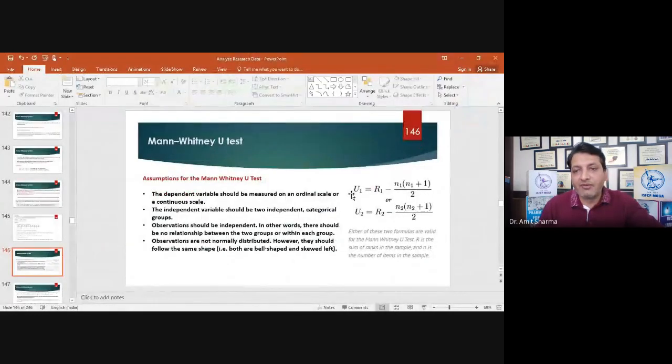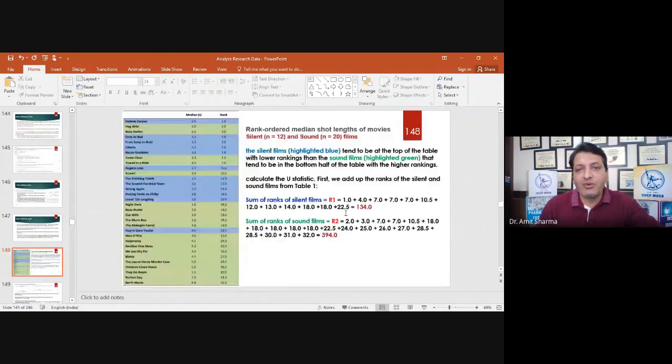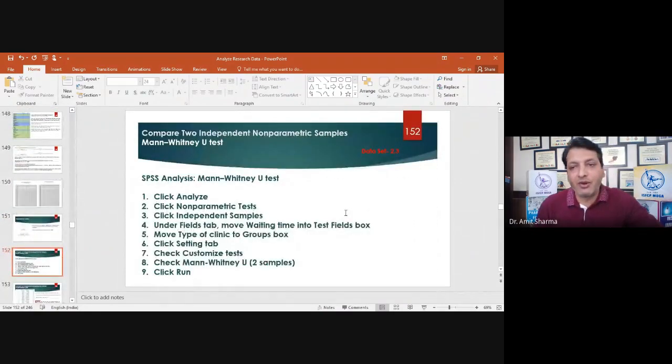Two different things I am going to leave for today: the Mann-Whitney U test with the help of the Mann-Whitney U formula, as well as how to calculate the Mann-Whitney U test with the help of SPSS software. Both we will take tomorrow, as I have to attend a meeting at 12 o'clock. So guys, see you tomorrow.